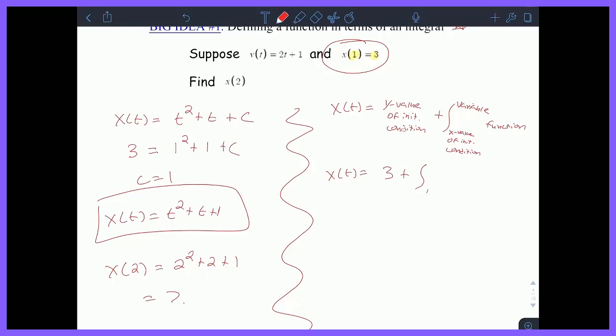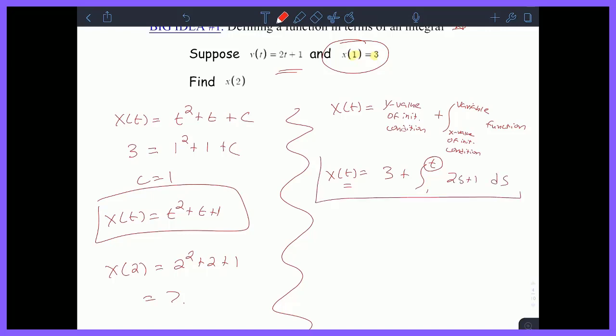The variable that we want, well, I want x of t, so that's going to be a t. And then you basically figure out what the function is, and that's always given to you, 2t plus 1. But I can't use t if I already used t here. So I pick a dummy variable. I'll choose s, because s for chapter. So it would be 2s plus 1 ds.